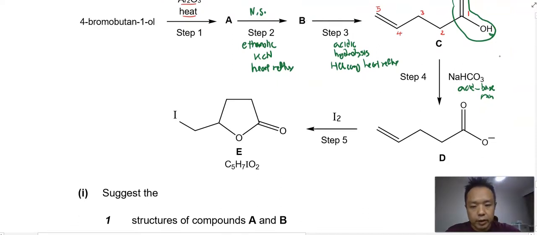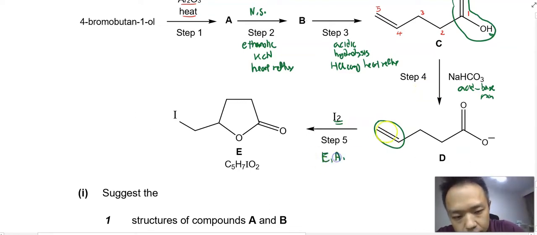So in step 5, what's the reaction? Step 5, with iodine, basically we're looking at the functional group of the alkene. Alright, so the alkene will undergo electrophilic addition with the I2, and then this will lead somehow to the closing of the ring. So let's take a look at the question now, once we have understood the reaction scheme.